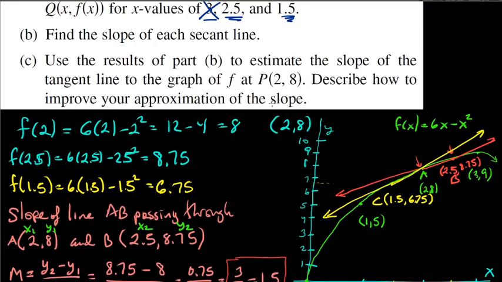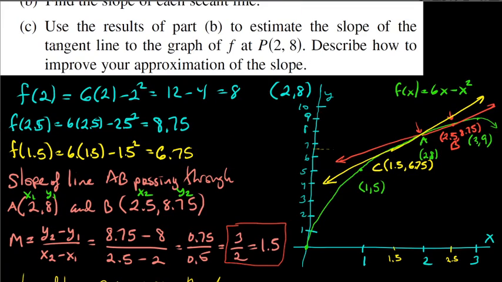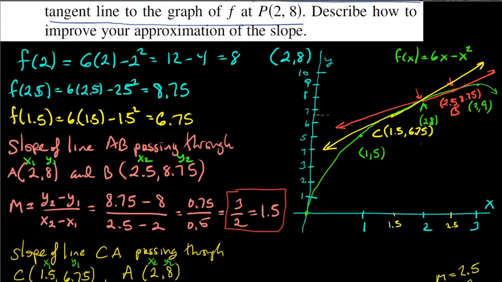Okay, so that's part B. Part C, using the results of part B, which we just did, estimate the slope of the tangent line to the graph at the point (2, 8). So at point A here, and I'm running out of colors, so maybe I'll use a blue line here. Estimate the slope at this point here, at point A.